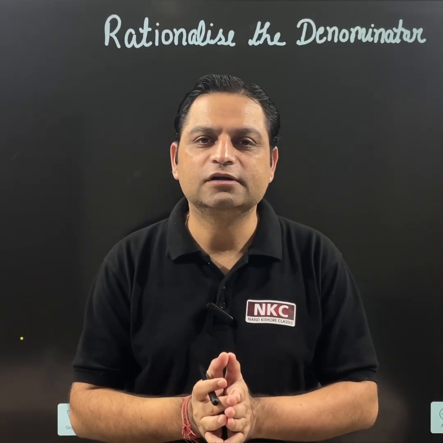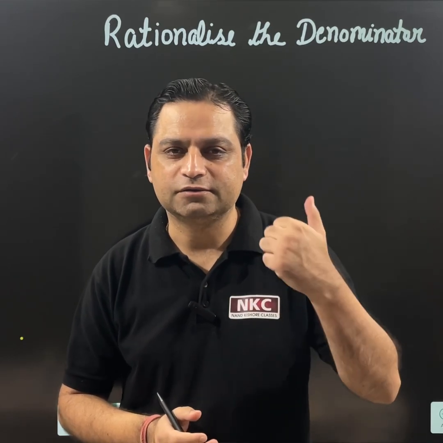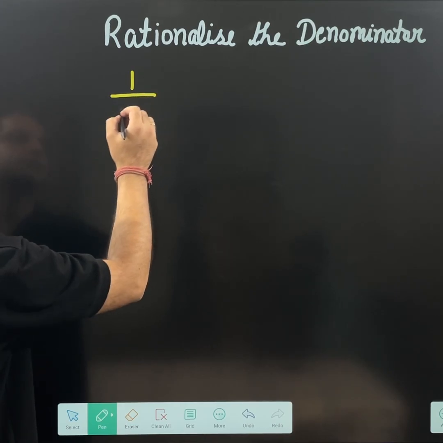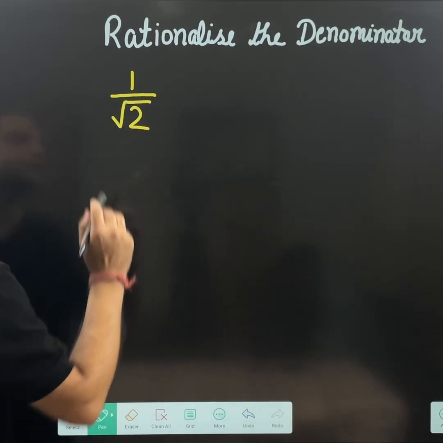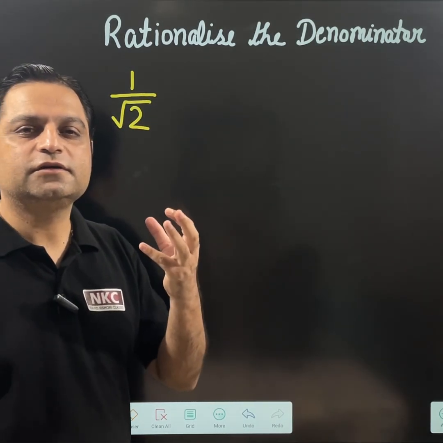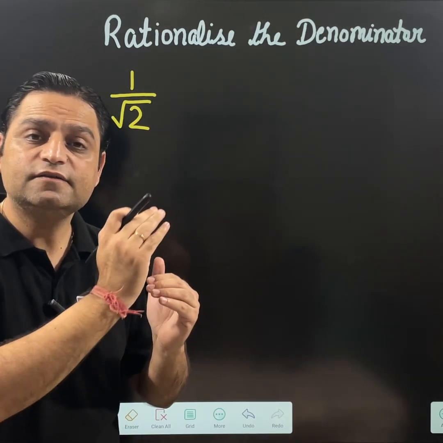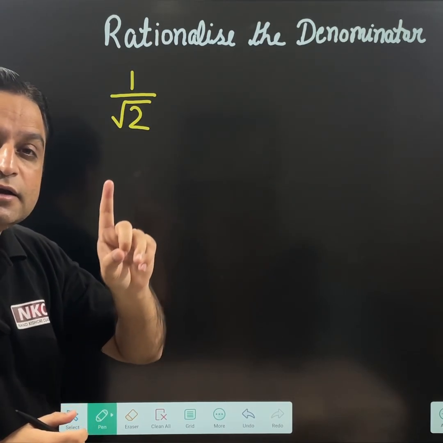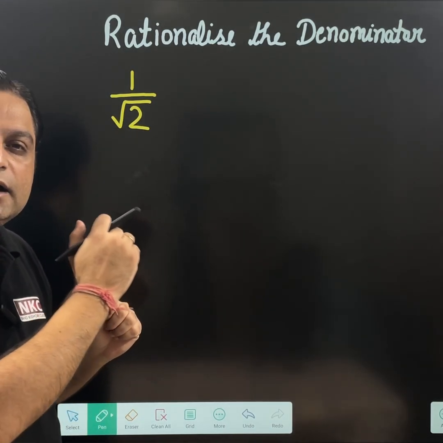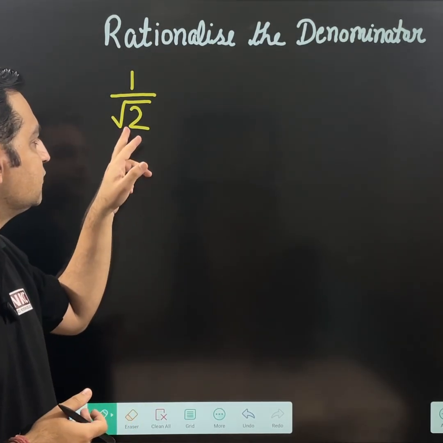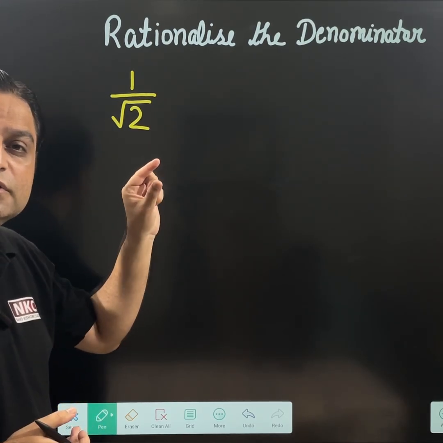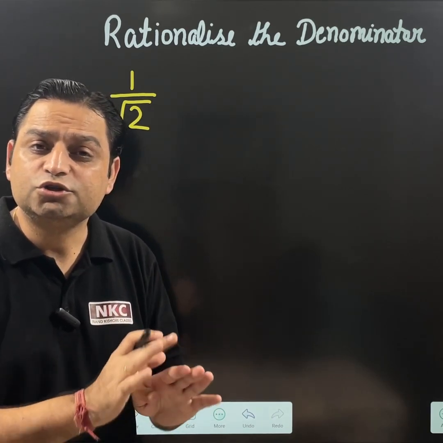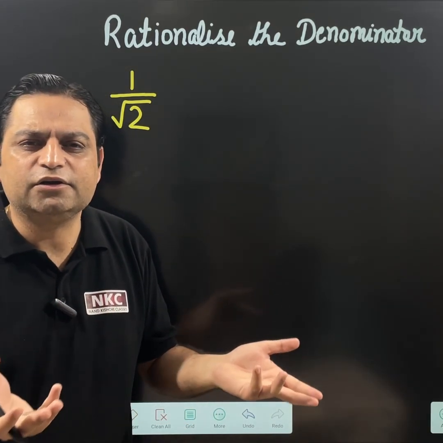Today we are going to learn how to rationalize the denominator. For example, let's suppose we have this question: 1 over square root of 2. If you read the statement carefully, rationalize the denominator means in the denominator I am having an irrational number. I need to rationalize it. That means I want to remove this square root. The denominator should not contain any square root, that's what I need to do.